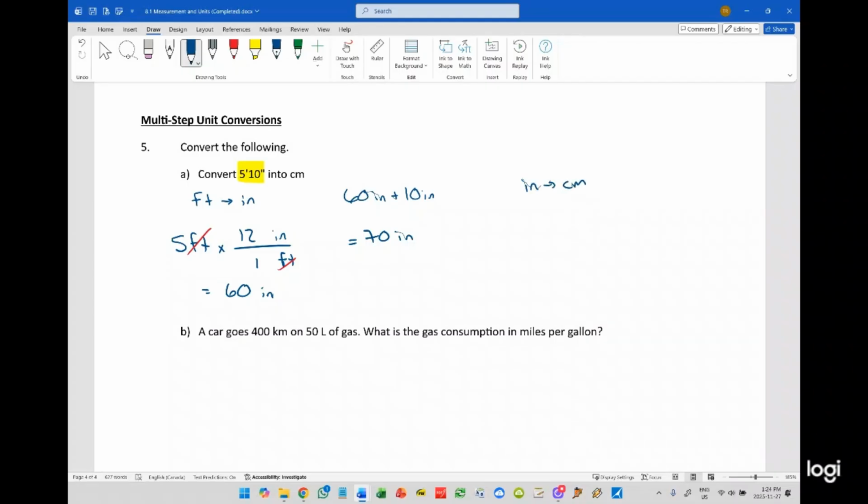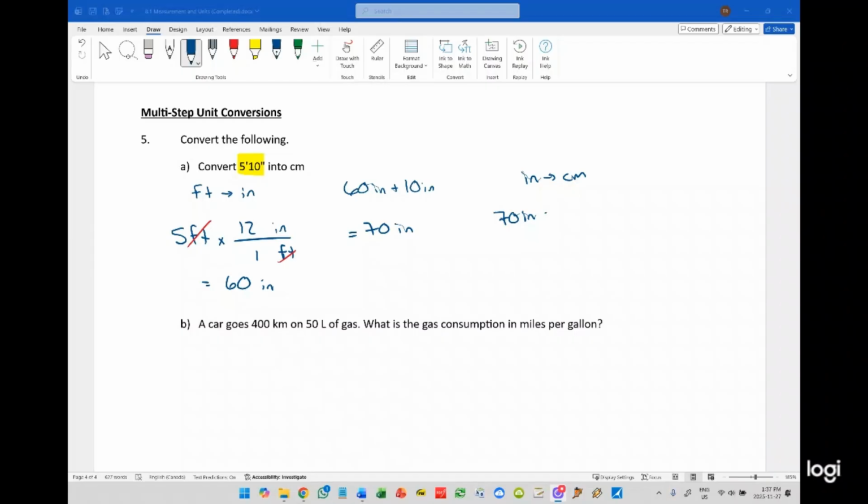My pen's doing a weird drag thing. Not sure what's up with that. Hopefully it doesn't bother you too much. 70 inches. You know what? I'm just going to quickly reset my computer and see if that helps. Okay, it seems to be slightly better, but let's just see how it goes.